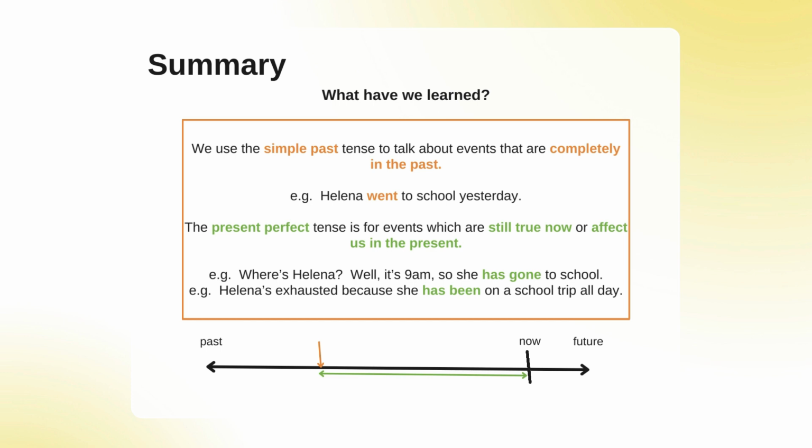But we use the present perfect tense for events which are still true now or affect us in the present moment. Let's look at this example. Where's Helena? Well, it's 9 a.m., so she has gone to school. So in this example, Helena is not home. She's left the house and she's gone to school.